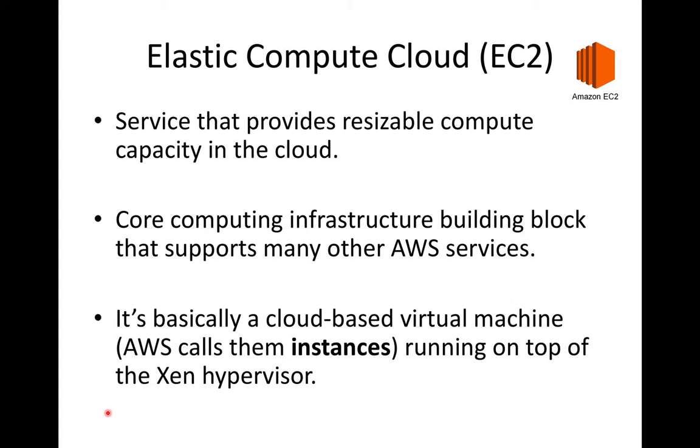Let's talk about Elastic Compute Cloud, EC2. The Elastic Compute Cloud service is one of the most important services within AWS. It provides compute capacity within the cloud, and it's a service that we have already used in our course. We use EC2 to create cloud instances, which are virtual machines running on top of the Xen hypervisor. Xen is a very popular open source type 1 hypervisor that you can use to create virtual machines on a physical server.